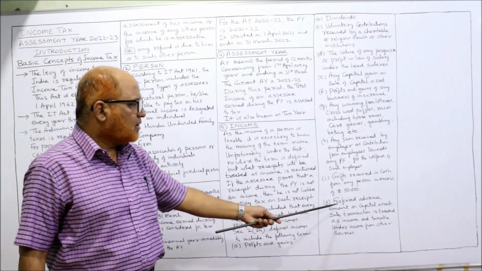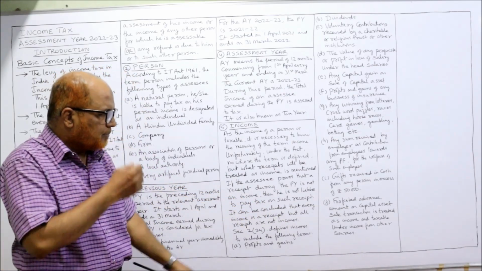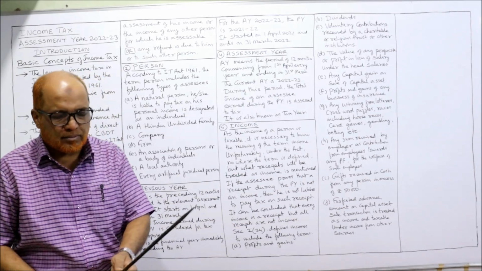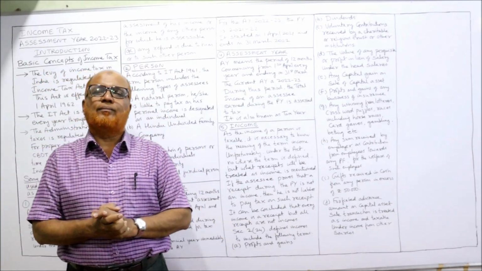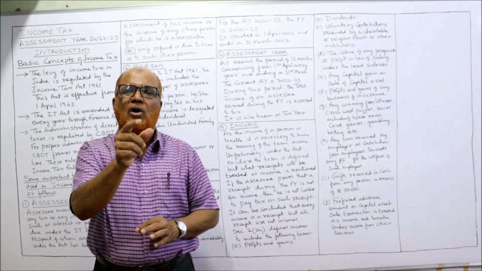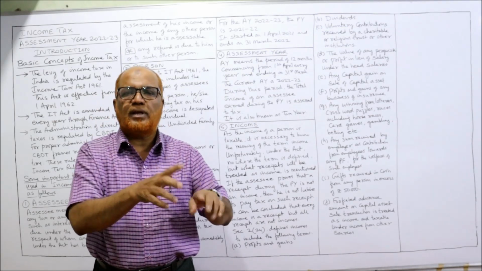Right now, you remember, a gift received from any person in excess of 50,000 rupees will also be treated as an income. Next, forfeited advance amount on capital asset sale transaction is treated as income and taxable under income from other sources. Amount forfeited on the sale transaction of a capital asset, that forfeited amount is also an income.